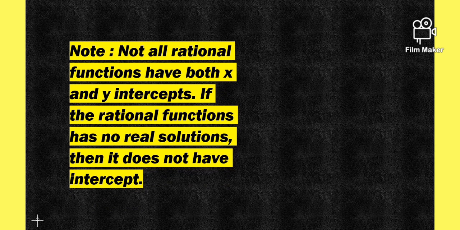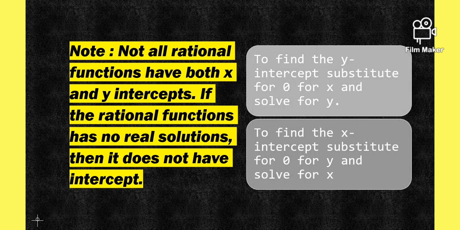Note: not all rational functions have both x and y intercepts. If the rational function has no real solution, then it does not have an intercept. To find the y-intercept, substitute 0 for x and solve for y. To find the x-intercept, substitute 0 for y and solve for x.